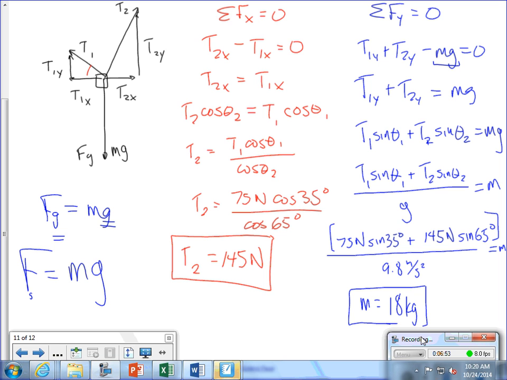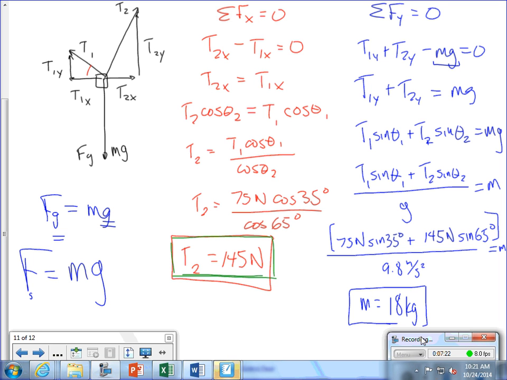One thing to notice: we take a little time to draw a physically reasonably accurate free body diagram, and look what T2 came out to be. T1 is 75 newtons. And what do you notice about T2? It looks about twice as big, doesn't it? We got an answer that's about twice as big.